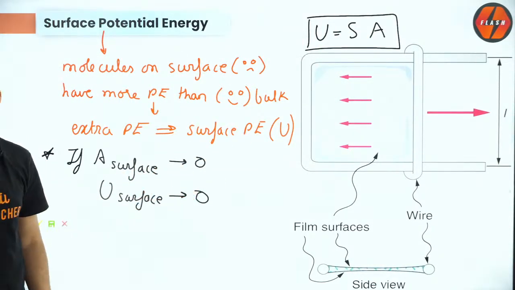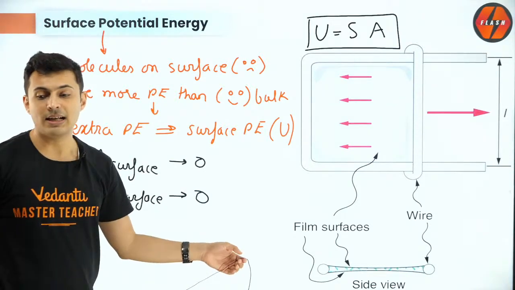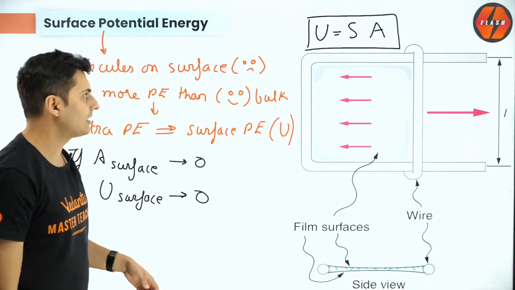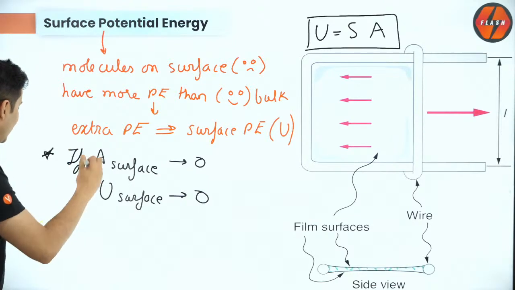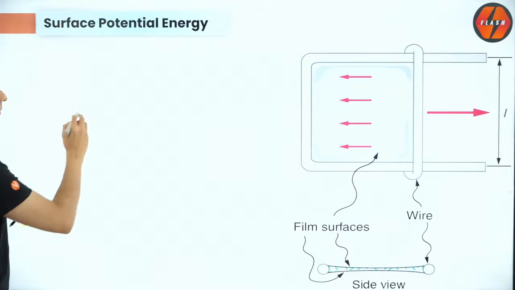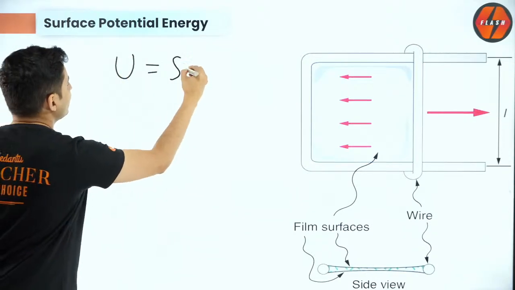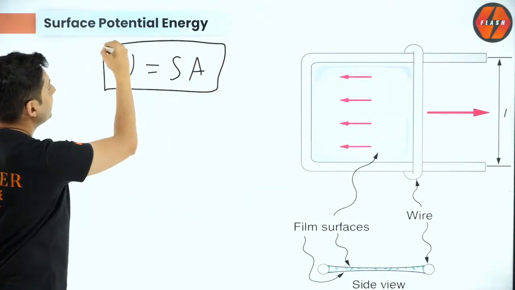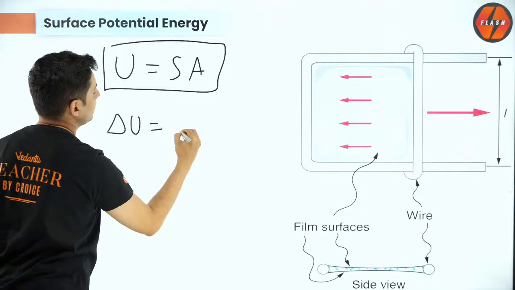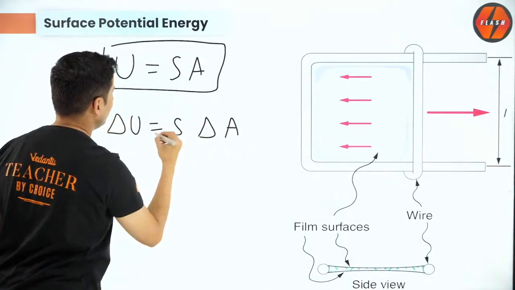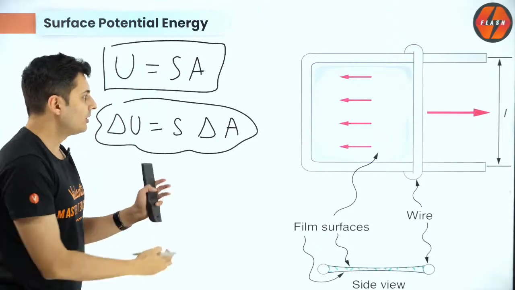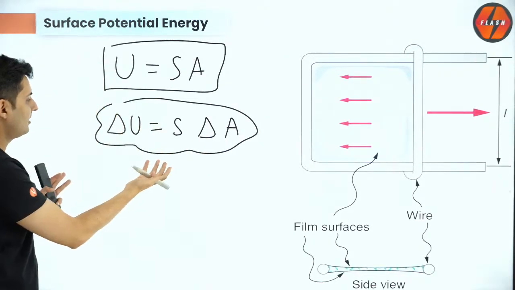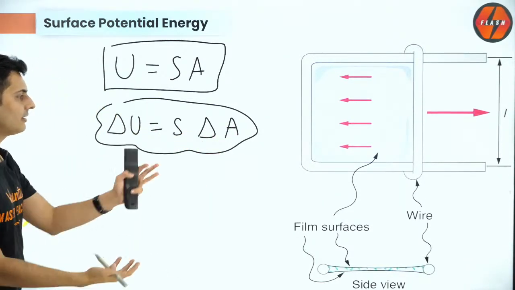Yes, Dhanush, and plus you will need previous year's questions as well. Okay. Yes, U is equal to S A. That's the simple formula, and you can also remember this one, guys: delta U is equal to S delta A. When will this formula be used? Whenever the area is changing. If the area changes, potential energy changes, so delta U is equal to S delta A.